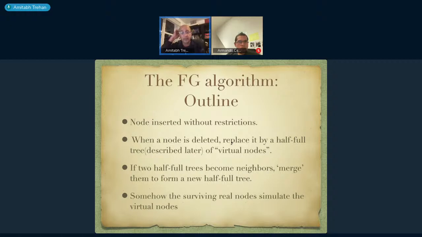So here also you have to be careful of that. What you always need to do is, when you have these structures coming up, you need to somehow merge them. So you need a structure which is nice to merge. As soon as 2 half full trees become neighbors, you merge them to create another one which brings the nodes together. And the same idea of virtual nodes is going to be used from forgiving tree into forgiving graph.